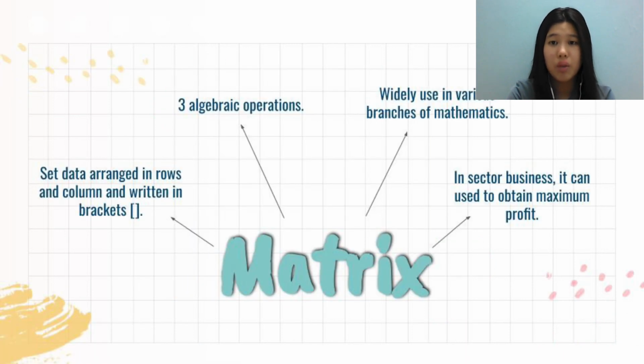For your information, a matrix is a set of data arranged in rows and columns, so as to form a rectangular array written inside brackets. Matrix operations mainly involve three algebraic operations, which are addition of matrices, subtraction of matrices, and multiplication of matrices. Furthermore, matrices are widely used in engineering, physics, economics, and statistics, as well as in various branches of mathematics.